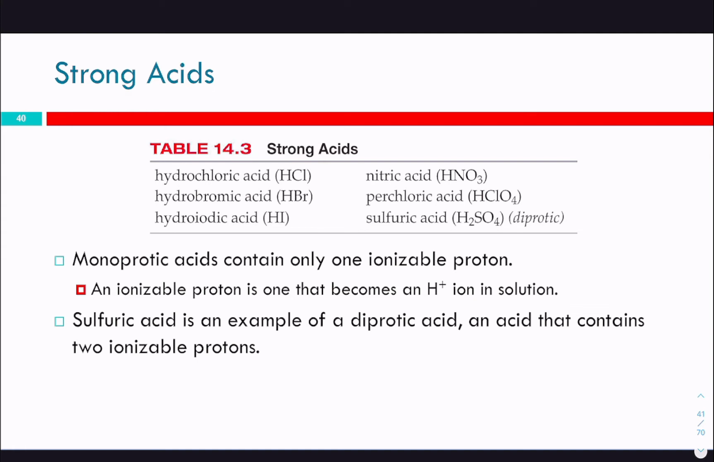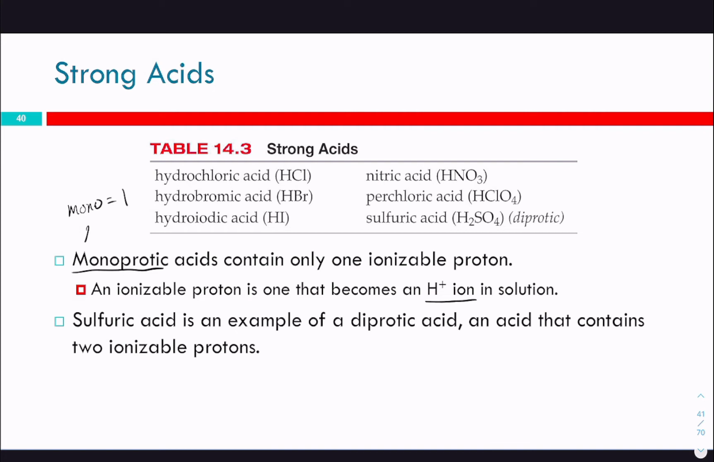So some of these here, well, most of these actually, hydrochloric acid, hydrobromic acid, hydroiodic acid, they all have a single hydrogen in the formula. And even nitric acid just has a single hydrogen. Oh, I missed this one too. Perchloric acid, also a single hydrogen. So those are monoprotic acids, right? Mono equals 1. So they only have a single ionizable proton. So it means that proton can come off and become that H+ ion.